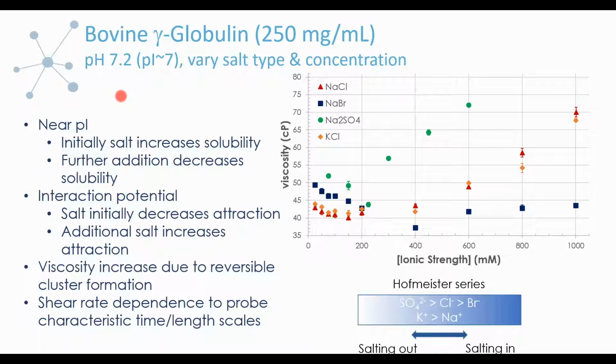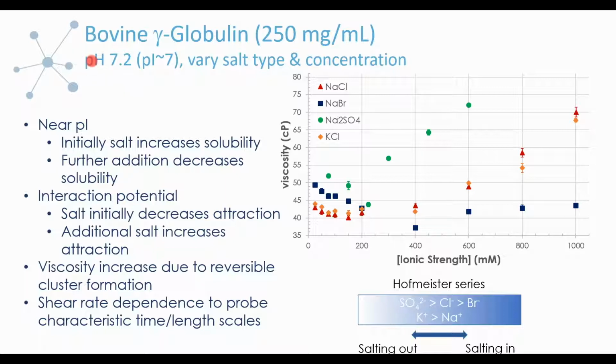One of the reasons we're looking at something much higher here is because ultimately, as you'll see, what we want to look at is the shear rate dependence and what we can learn from the shear rate dependence. And to get samples that shear thin, particularly with the gamma globulin, we need to go to higher concentrations.